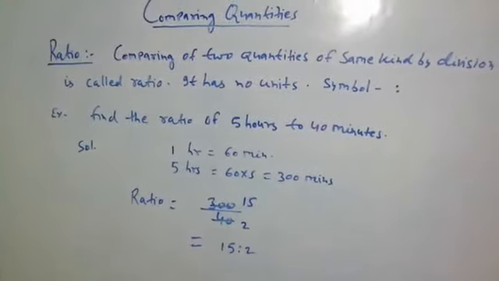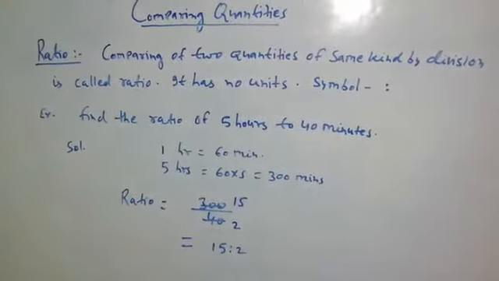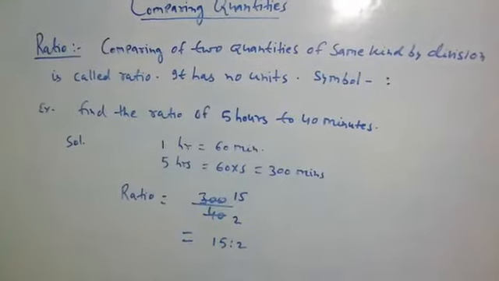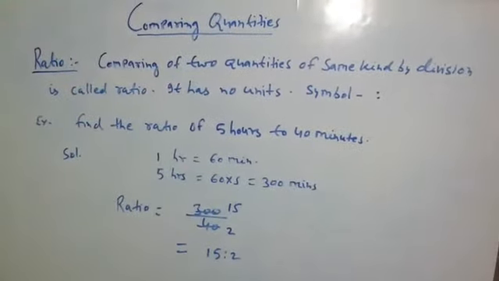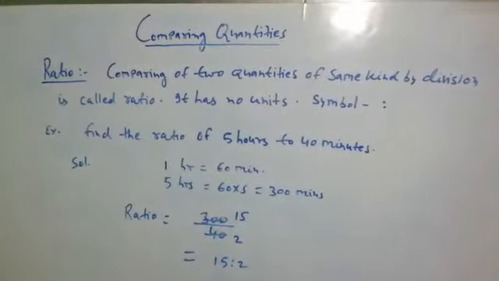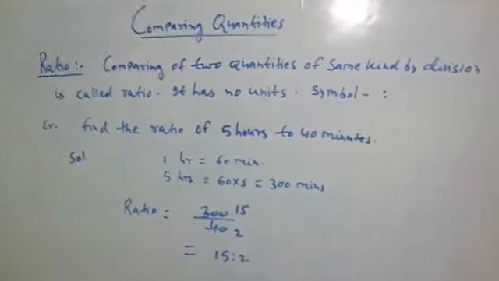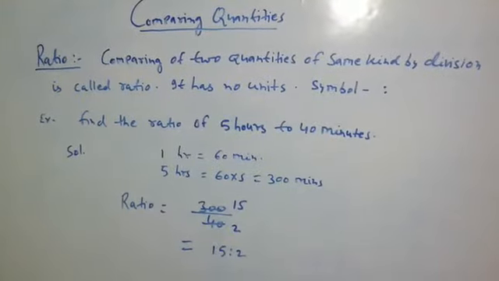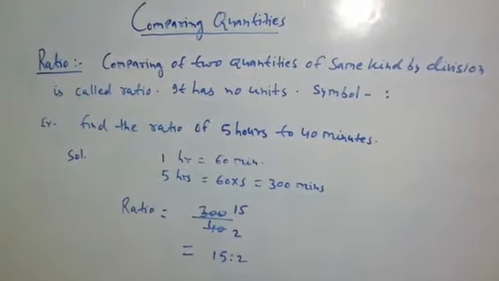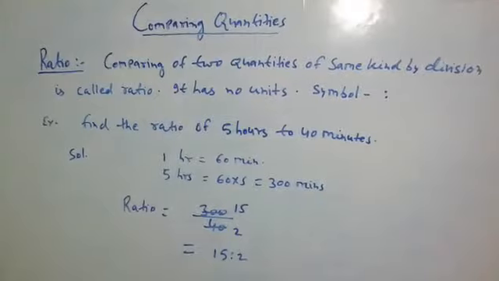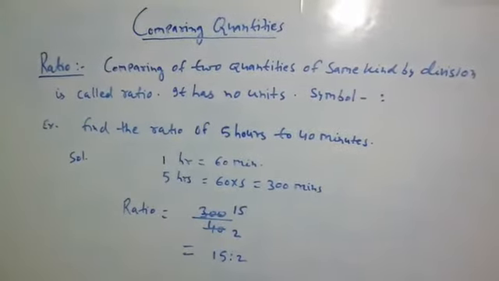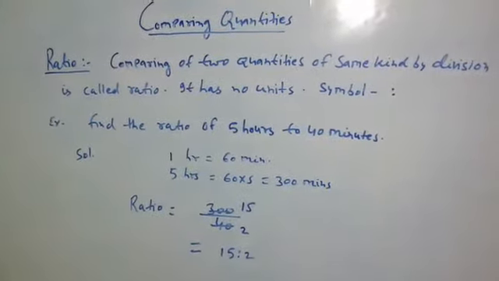After reducing to the lowest terms, we get 15 by 2, that means 15 ratio 2. This is how we solve questions of finding ratio. Understood? Always remember that when we have to find a ratio, the quantities must be of the same kind. Understood?